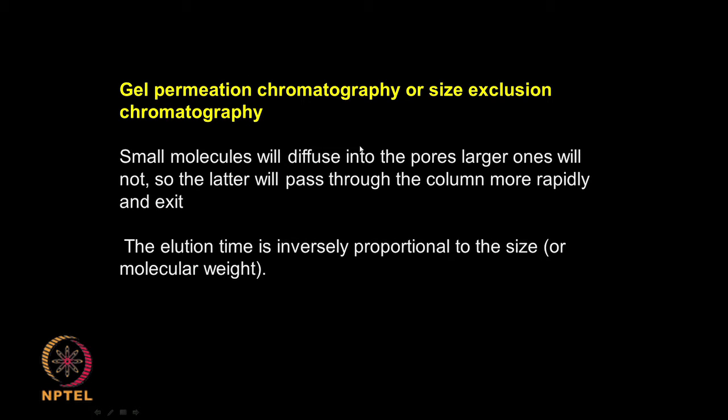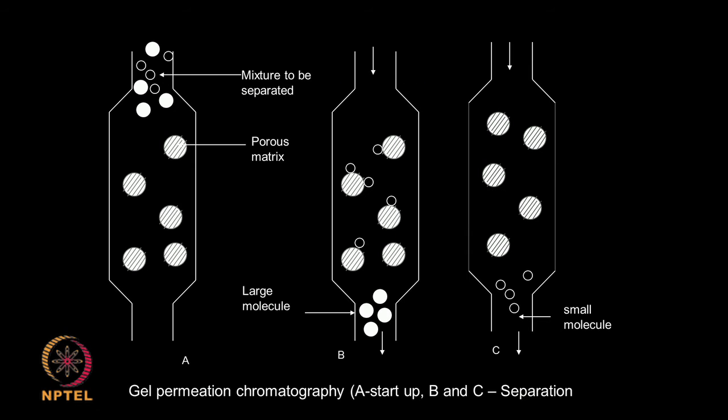The small molecules will diffuse into the pores of the stationary phase, whereas the larger ones cannot. So the larger ones will come out of the column faster, and the small ones will take a little more time. There is an inverse proportionality between the size or molecular weight and the elution time, and that is what happens here. As you can see, the big ones and the small proteins are travelling down, and the small ones get entrapped in the small pores. The big ones come out, and later on we can elute the small ones out of this column.